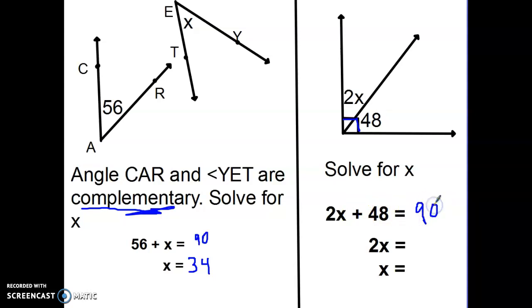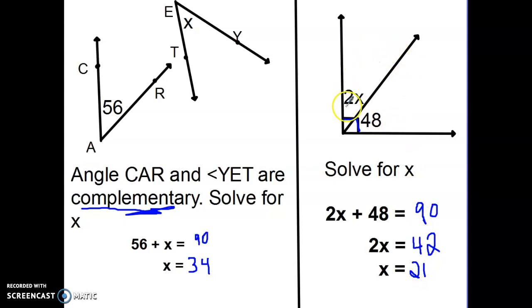And then we would, of course, use our typical algebra to solve for x, meaning we get x by itself. Subtract 48 from both sides, which leaves us with 42 here. And then the opposite of 2 times x is dividing by 2, which gives us 21 for x.